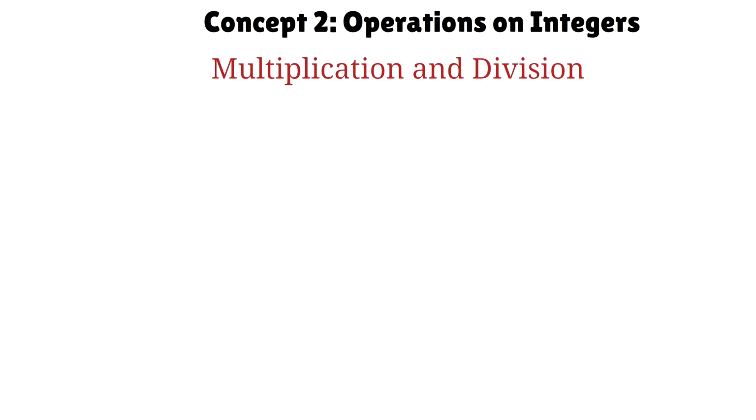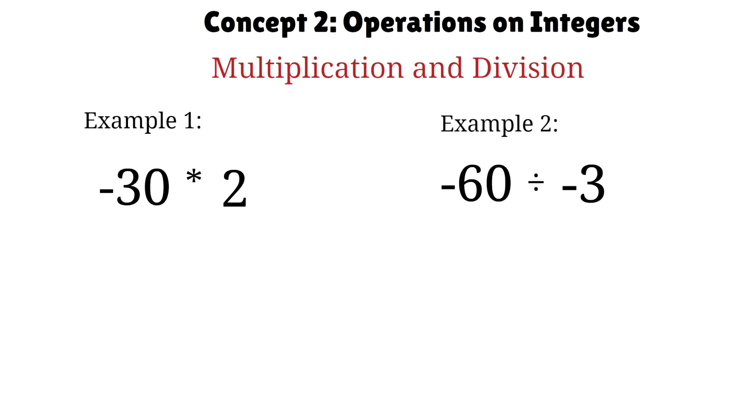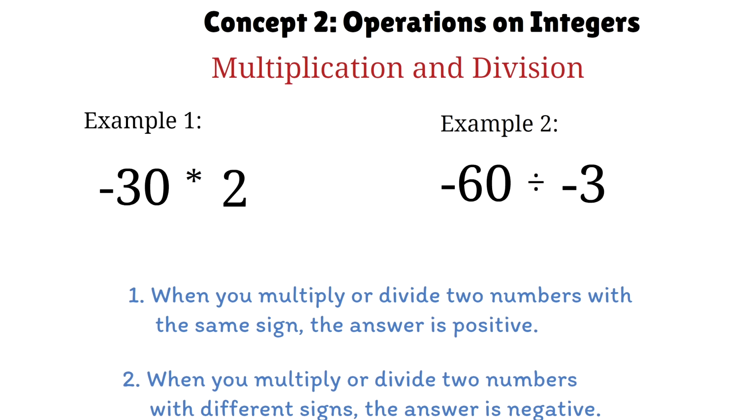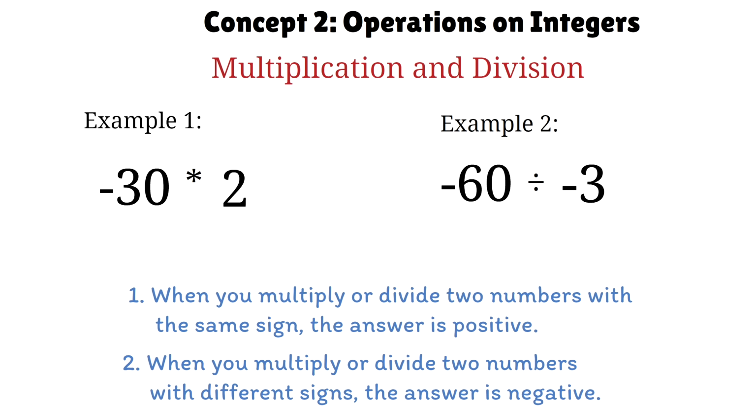Multiplication and division. Multiplication and division are actually easier if you remember your multiplication table. Let's look at these examples. The rules here are, when you multiply or divide 2 numbers with the same sign, the answer is positive. When you multiply or divide 2 numbers with different signs, the answer is negative. Take note, do not confuse this with the rules of addition and subtraction.